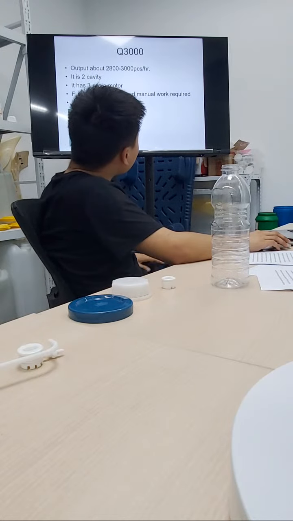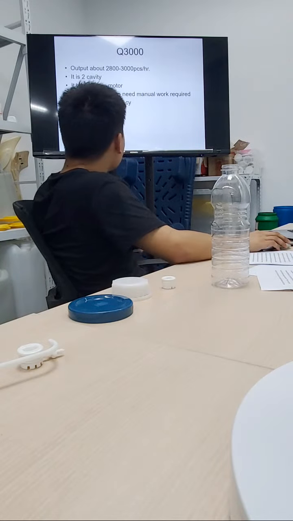Okay, let me see the Q3000 machine. Output is about 2,800 to 3,000 PCS per hour. It is two cavity. You can see two cavity mold. It has a series of motors, fully automatic with no manual work required, and it has high working efficiency.